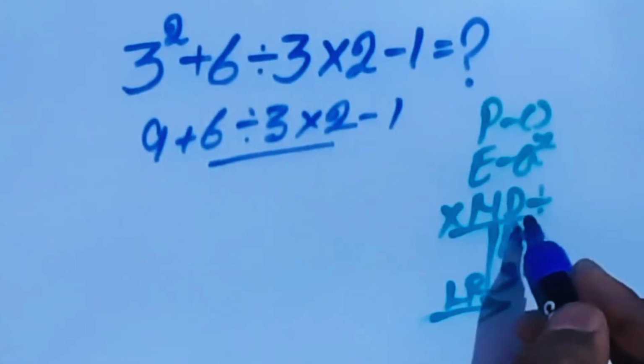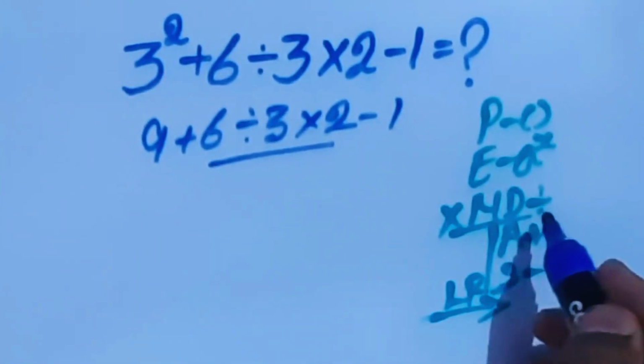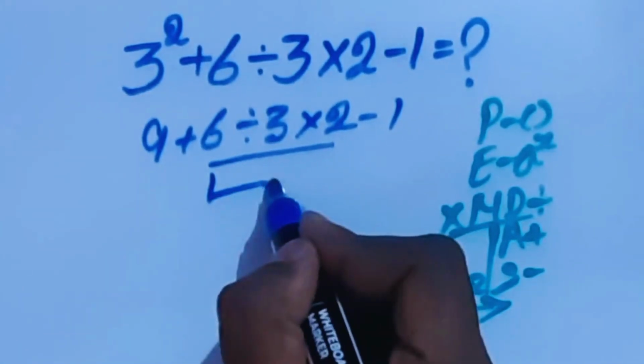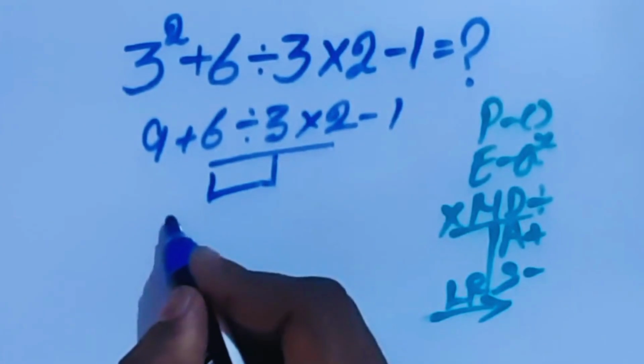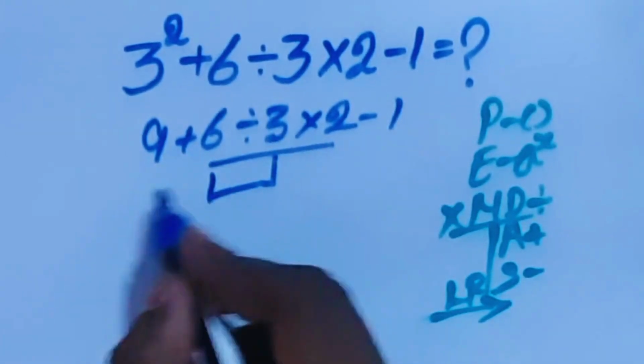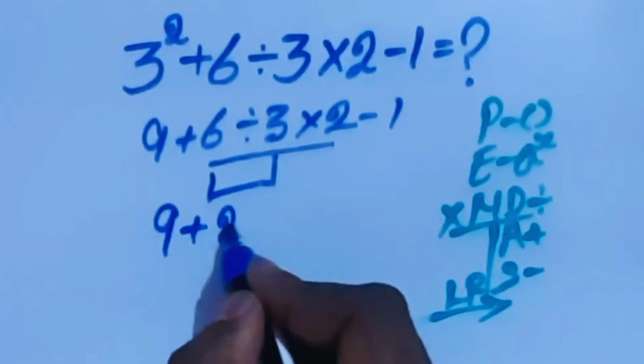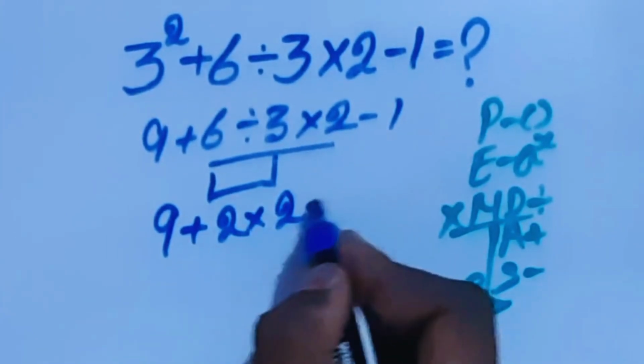Here multiplication and division are equal priority. For this equal priority, we have introduced this left to right rule. Here left to right is this 6 divided by this 3. So we have to do this 6 divided by 3 before any other operation. So 9 plus 6 divided by 3 is 2, times this 2 minus 1.